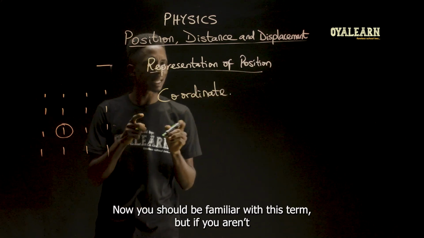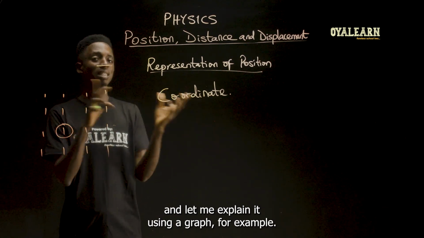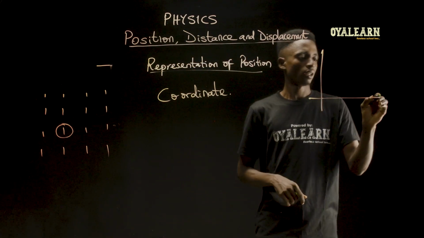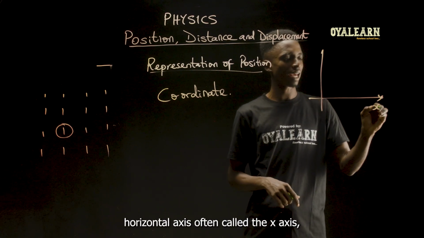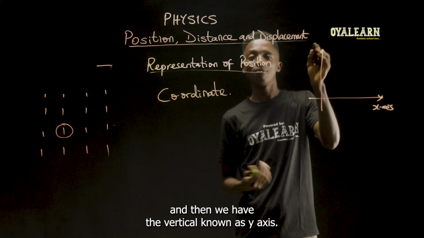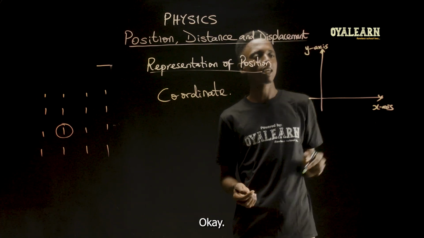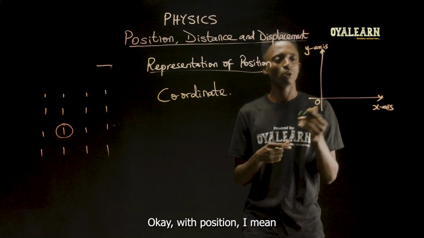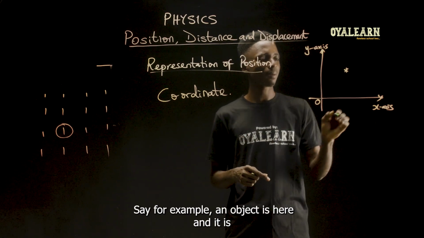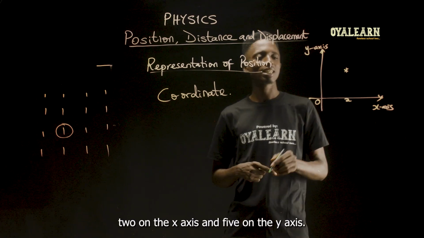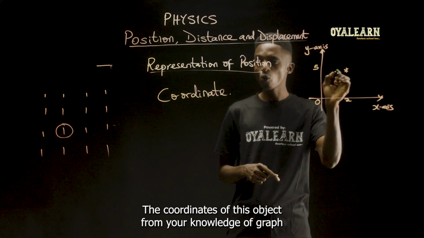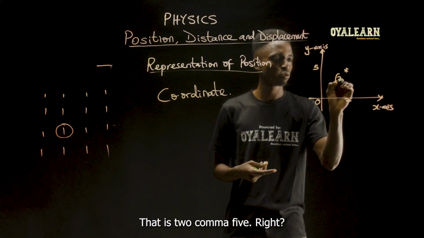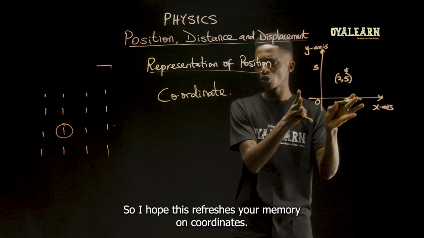Now you should be familiar with this term, but if you aren't, let me explain it using a graph, for example. When you have a graph, we say that on a graph you have axes, right? So the horizontal axis, often called the x-axis, and then we have the vertical known as the y-axis, okay? Any point from the origin O here can be represented with position, I mean. Say for example, an object is here and it is 2 on the x-axis and 5 on the y-axis. The coordinate of this object, from your knowledge of graphs, you will say is what? You write it in brackets, x comes first, that is (2, 5), right? So I hope this refreshes your memory on coordinates.